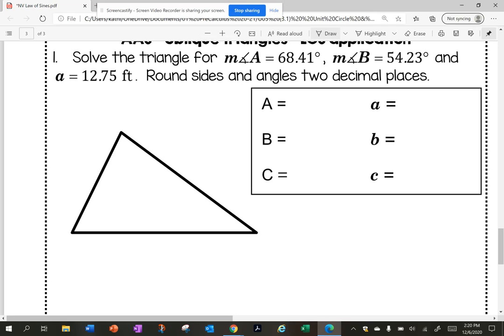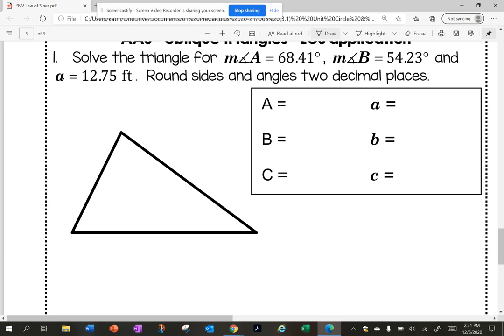Solve the triangle, and we're going to round to 2 decimal places. The measure of angle A is 68.41 degrees. The measure of angle B is 54.21 degrees, and side a is 12.75 feet. You're going to round sides and angles to 2 decimal places. So I would start by drawing a triangle, and the triangle can be any shape. It can be acute or obtuse.